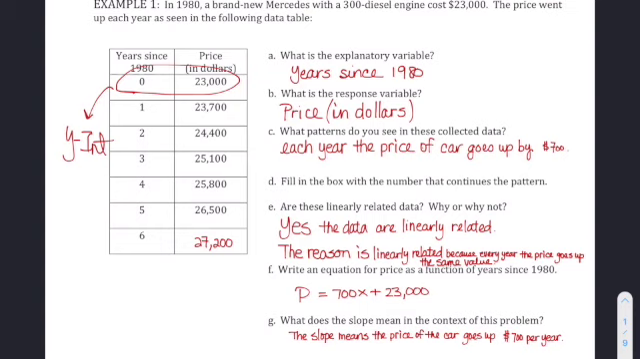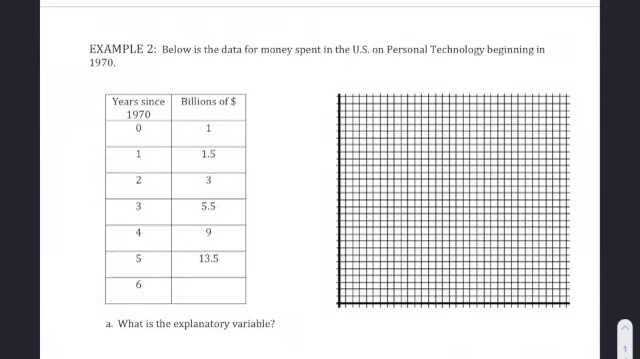G, what does the slope mean in the context of this problem? You should know the slope means the price of the car goes up $700 per year. The slope is something per something. There is your example number 1. This is a linear relationship, and we're going to compare things like that with a quadratic equation. Please try to fill out example number 2.